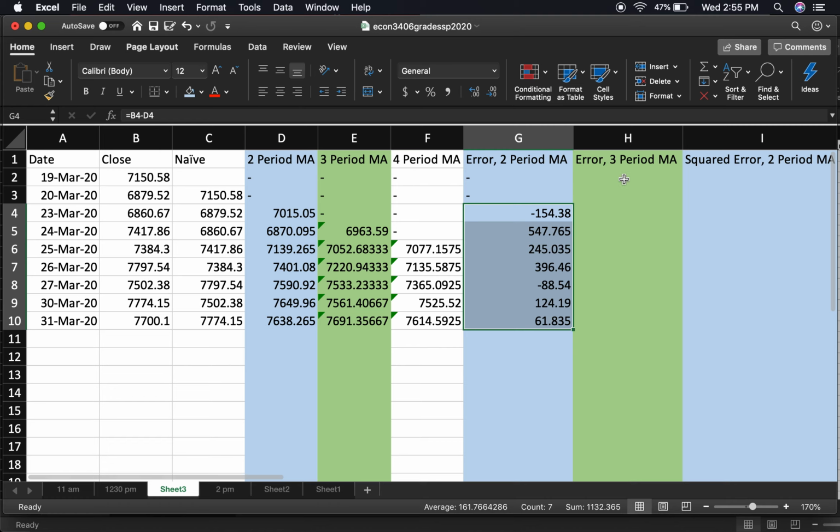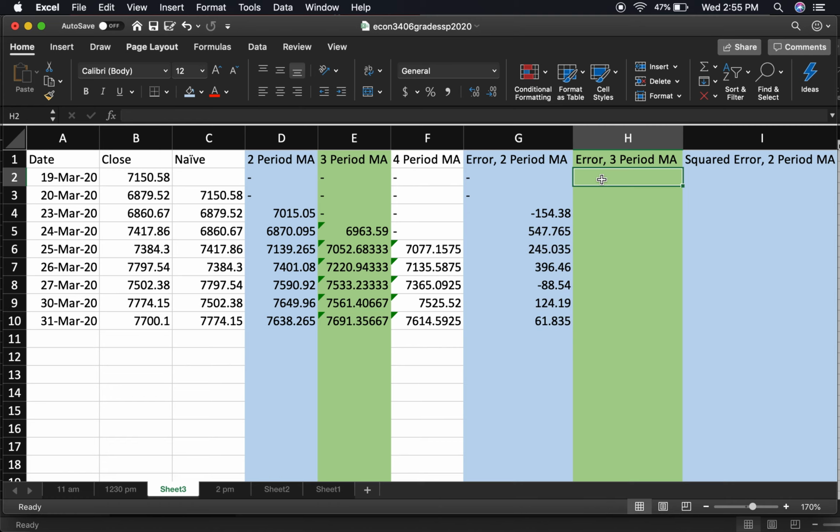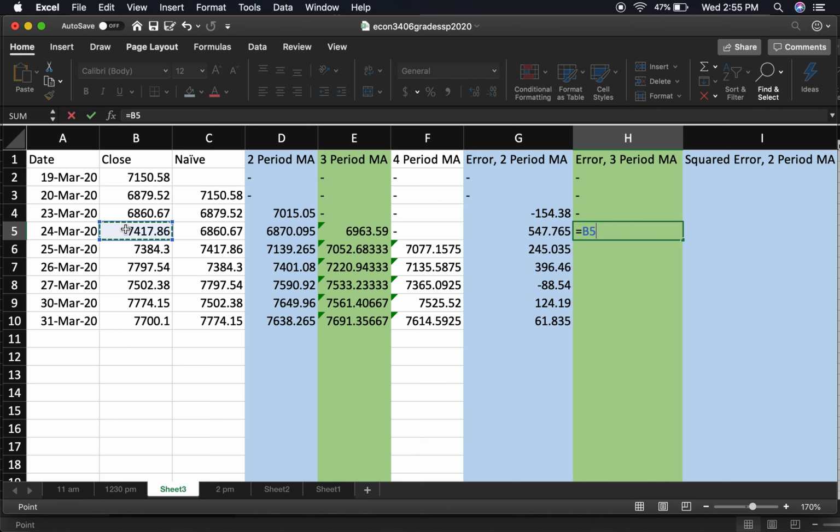How about for the 3 period? Can I calculate an error for the 19th? No, I didn't make a forecast. How about the 20th? No, I didn't make a forecast. How about the 23rd? Sure didn't make a forecast. What about the 24th? Yes. Data, column B, minus forecast, column E. And you can see I color-coded these to kind of help us out here.